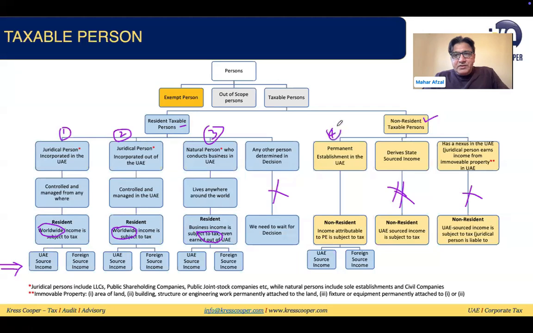In these four situations, there is a possibility that the person is generating income from the UAE and the person is generating income outside the UAE. If the person is generating income from the UAE, it will be considered UAE sourced income. We already discussed the definition of UAE sourced income, and we will go through this once again as well. If the person is generating income outside the UAE, this is called foreign source income. This is applicable when the juridical person is incorporated in the UAE, the juridical person is outside the UAE but controlled and managed from the UAE, the natural person is generating worldwide income, or the PE of the non-resident person is generating income attributable to the UAE but generated outside the UAE. So this will be our core topic today.